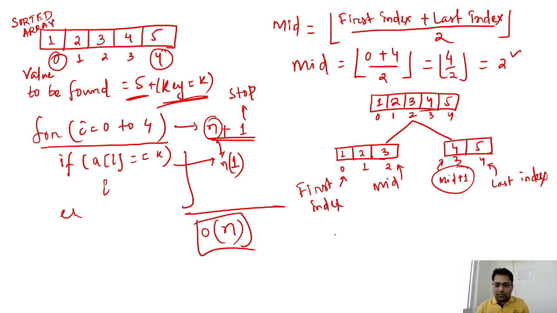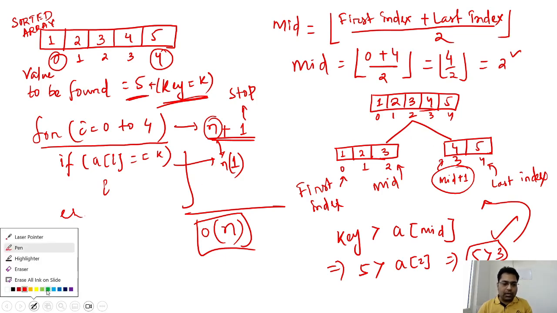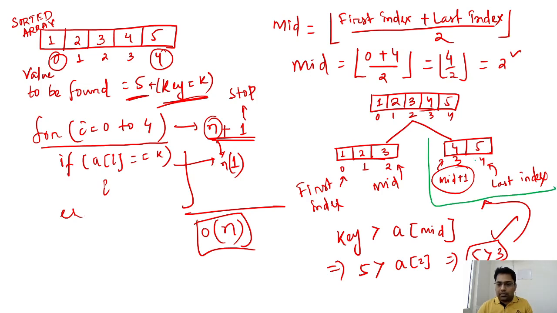What we have to do is go for a condition whether the key value is array of mid or not. The key value to be found is 5, and a of 2 is 3 now. So 5 is greater than 3, definitely yes. If yes, then we have to search this portion. I must change the color, that could be easy for you to understand. If yes, then we have to focus on this portion. Clear? If no, then we must go to the other half of it.